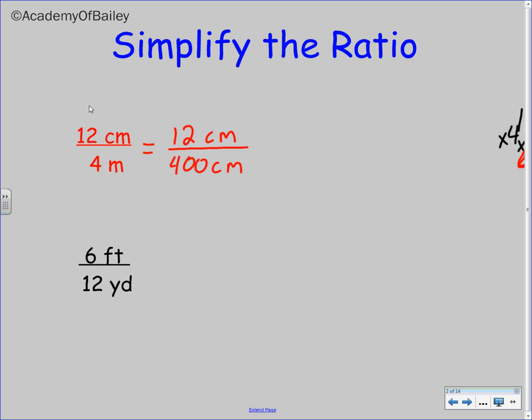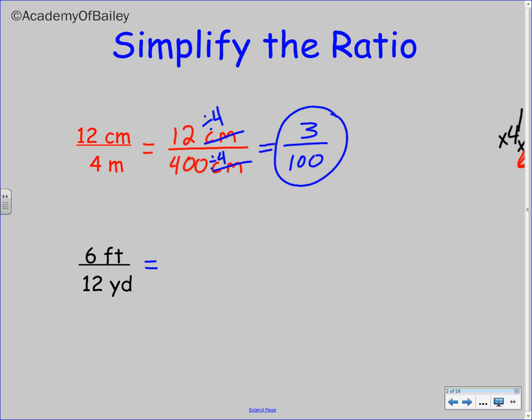Now that we have the units the same, we can go ahead and reduce those, cross those off. And now you should be thinking to yourself, what number goes into 12 that also goes into 400? 4. 12 divided by 4 is 3. 400 divided by 4 is 100. We cannot simplify that any further, so we just have 3 over 100.